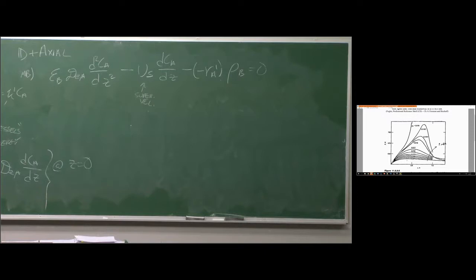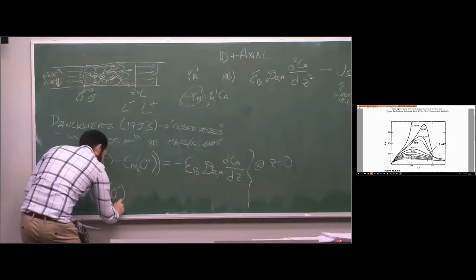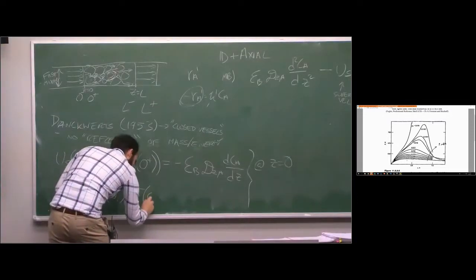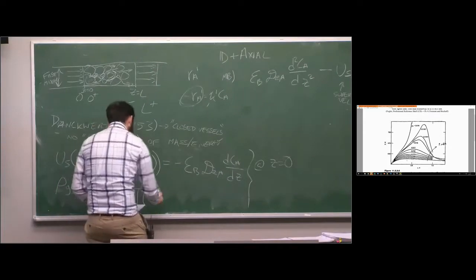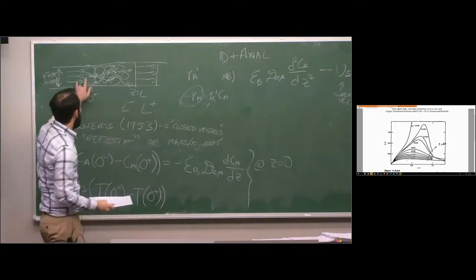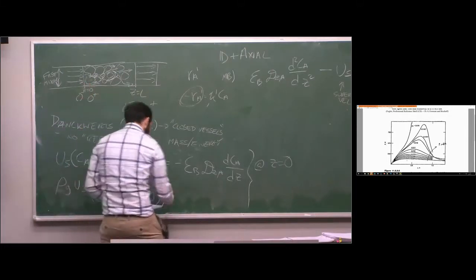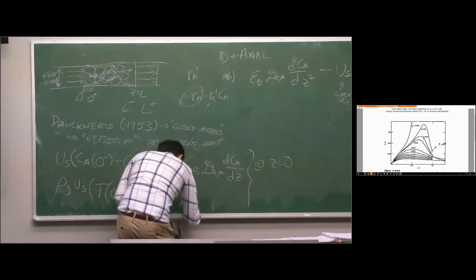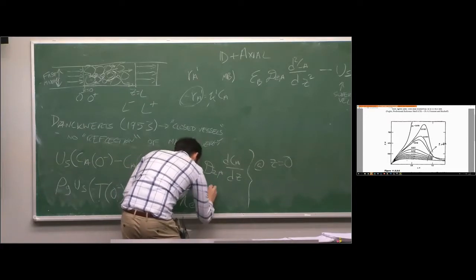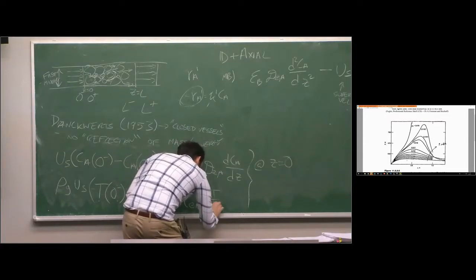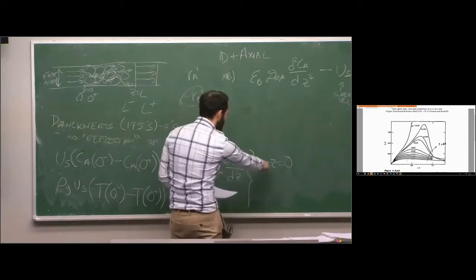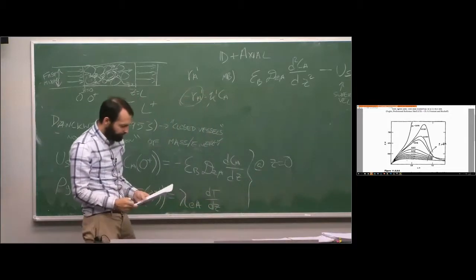For temperature, it's similar. You have the temperature difference on either side of the bed, close to the interface. And that is equal to the thermal diffusion. Again, at z equal to 0.